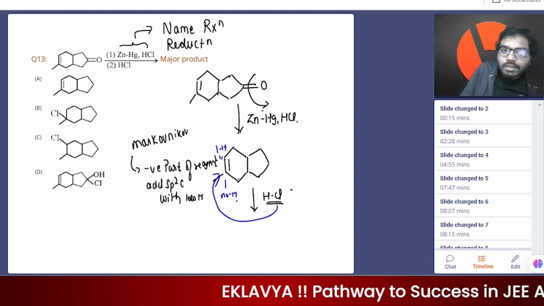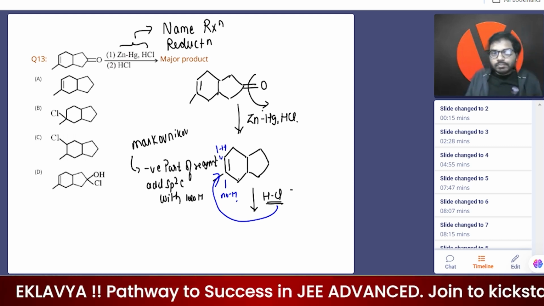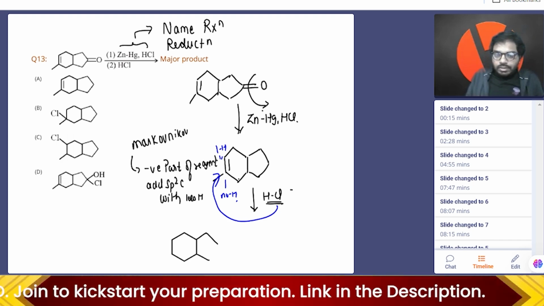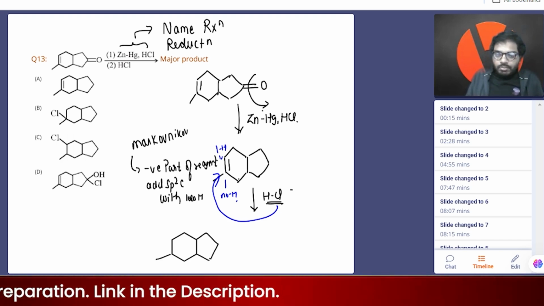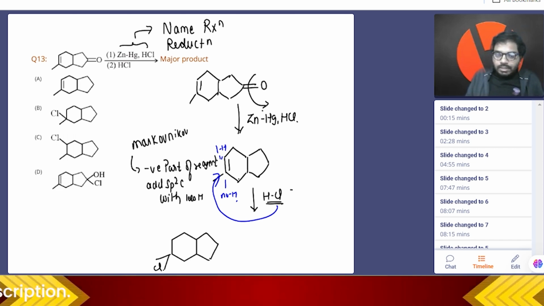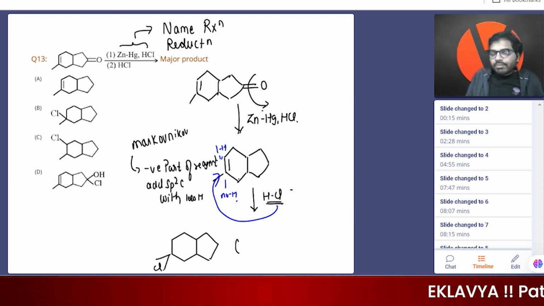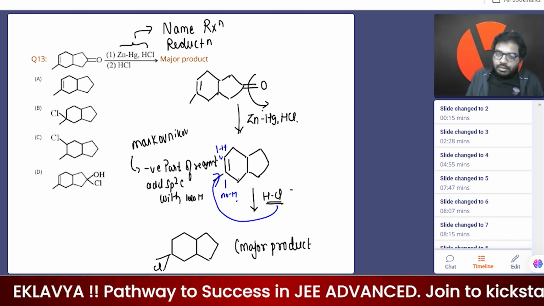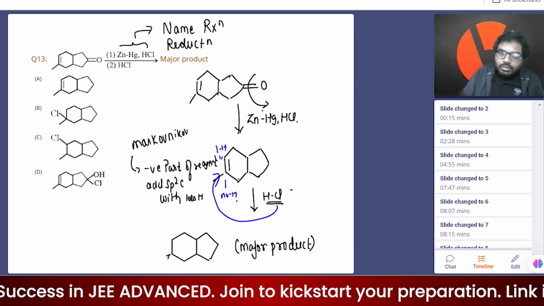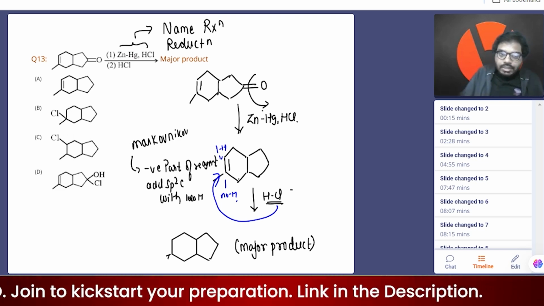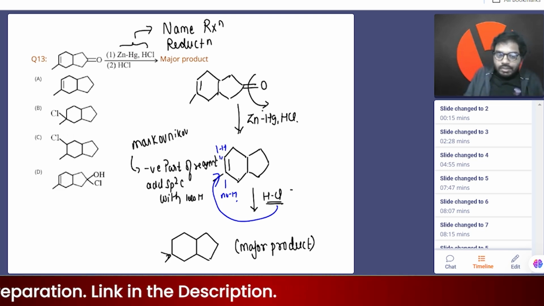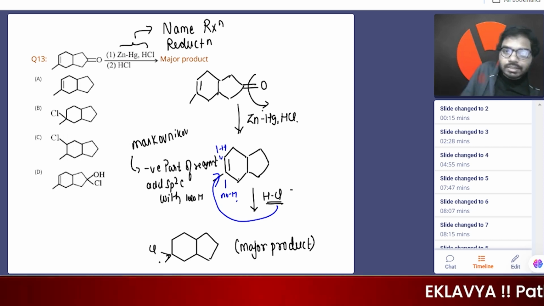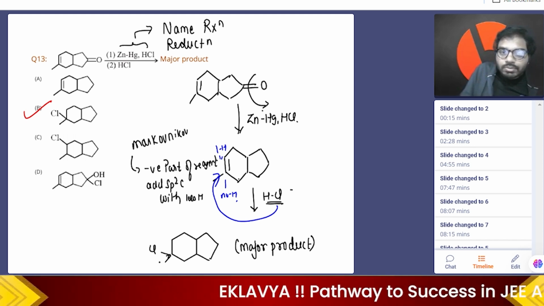So what will our final product be here? In this case, this is our methyl and this is our Cl. So this is our final product, the major product that will form at the end. The methyl and chlorine are attached to the same carbon. We can see in the options which option is given here. So chlorine and methyl, the correct option for this particular question is B.